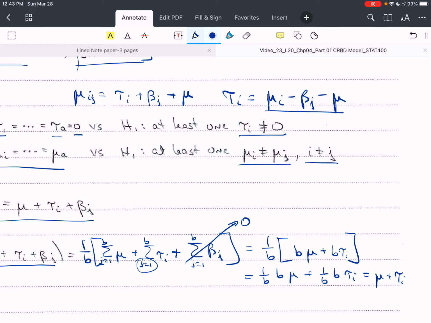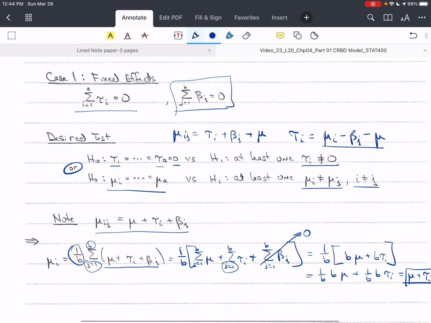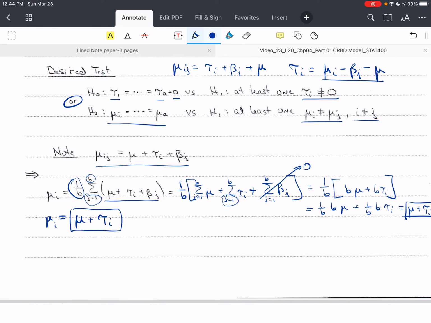Okay. All right. And so this is what mu sub i is. It's equal to mu plus tau i. Mu i. Okay. And that makes sense. That's exactly what we had before. Mu plus tau i. Okay.